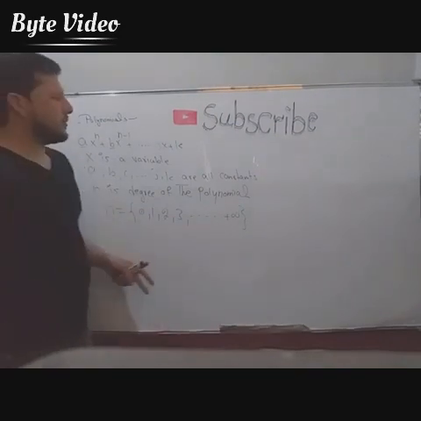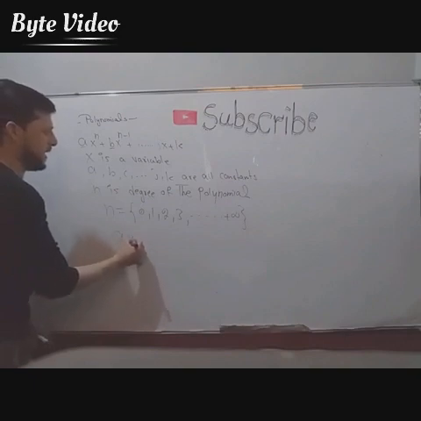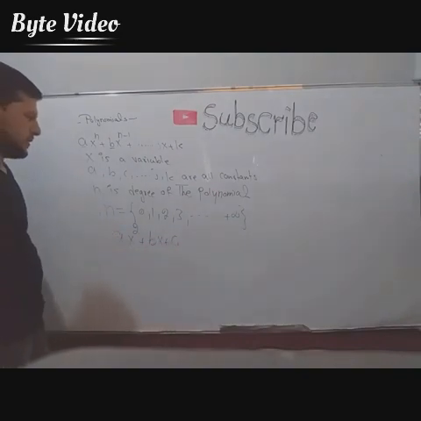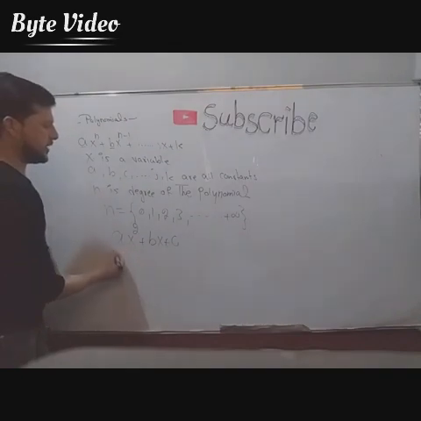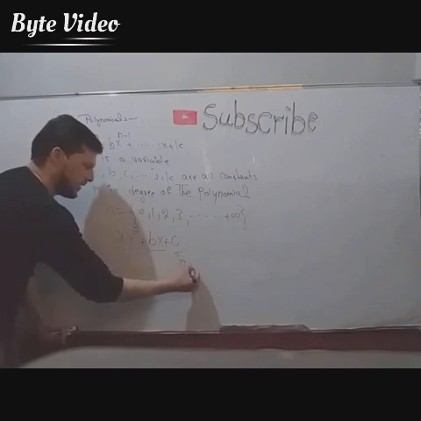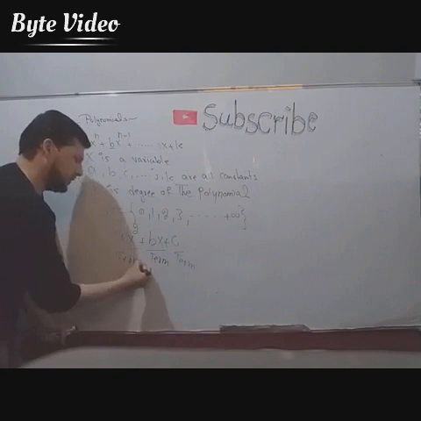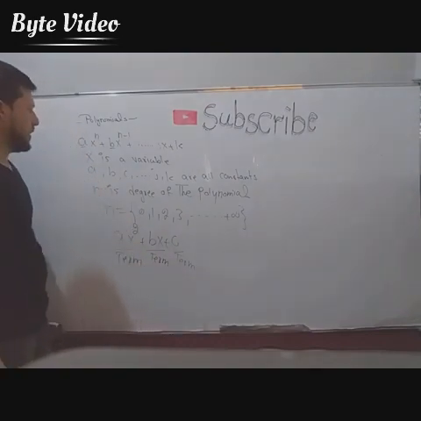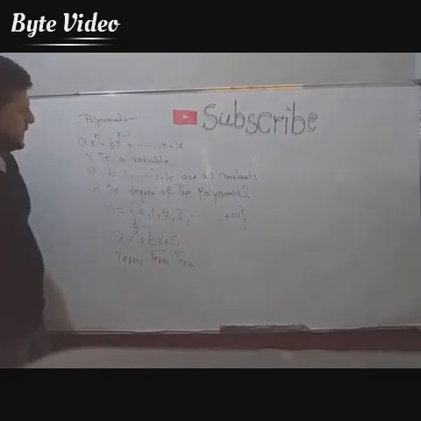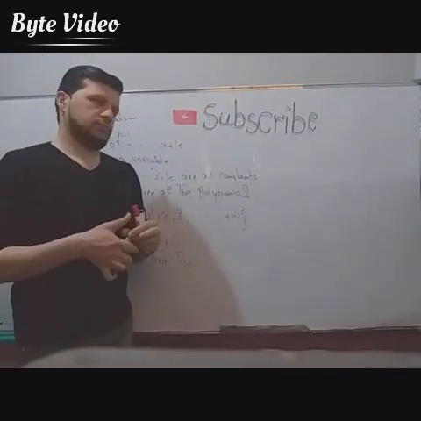If you have an expression like ax squared plus bx plus c, this is a polynomial. Remember that each expression is called a term of the polynomial. This is the constant term. This is also a term. So from the polynomial, you have to know these expressions, and also the numbers.